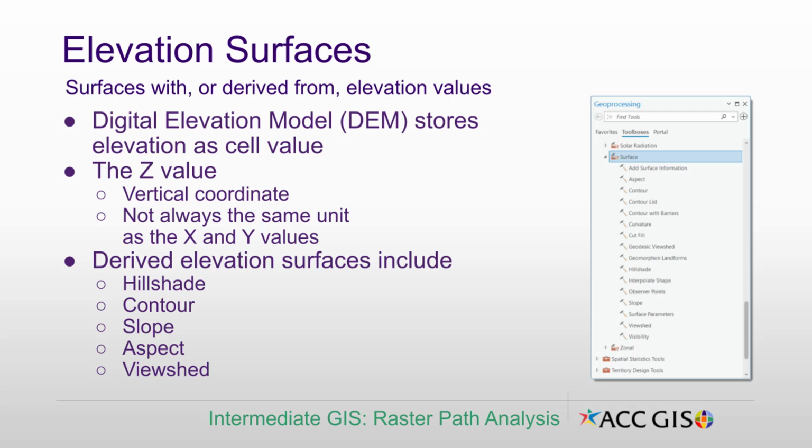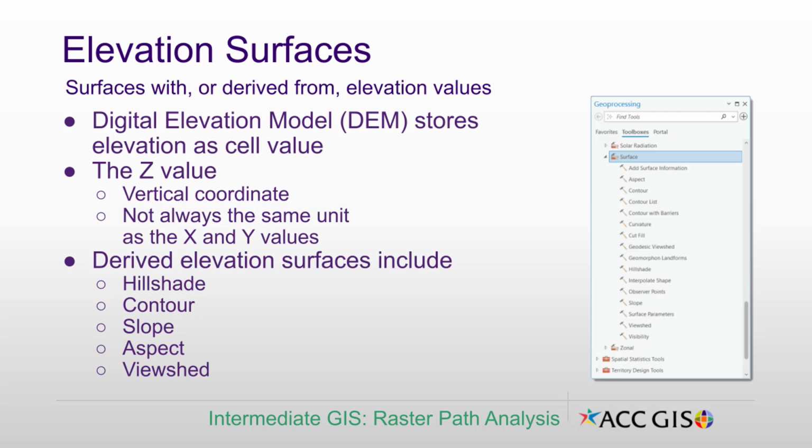What are elevation surfaces? They're surfaces with or derived from elevation values. And we typically start with a digital elevation model that stores the elevation as the cell value. And that Z value includes the vertical coordinate, so the elevation. And it's important to note that the Z is not always the same unit as the X and Y values. You'd like it to be, but I have run across raster digital elevation models where the X and Y values were in feet and the Z values were in meters. So it's important to check that before you start performing your analysis and generating analytical surfaces from a DEM.